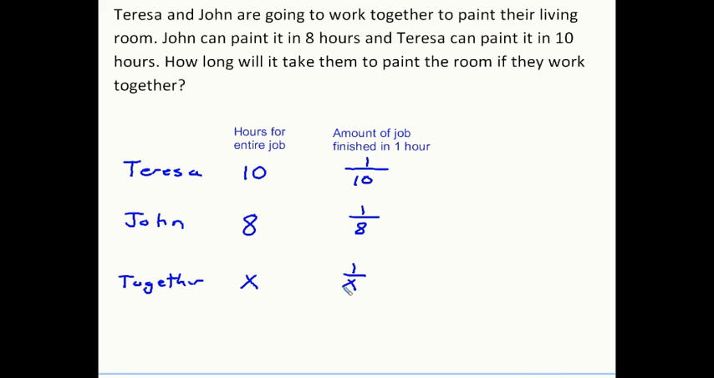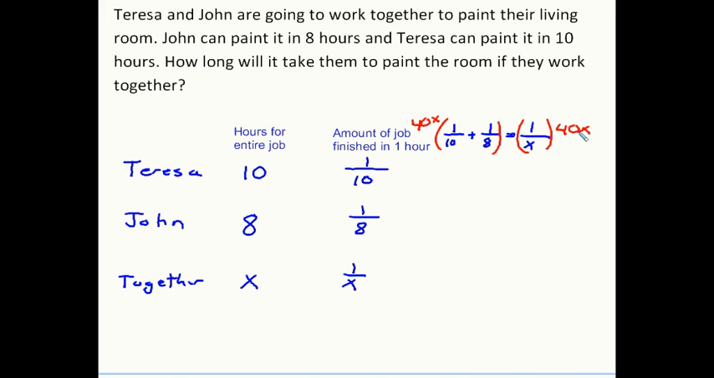And now what we do is we add these together. We have the amount Teresa can get finished in an hour plus the amount John can get finished in an hour is going to equal how much they both can get done together in an hour. And we're going to solve for this. Our common denominator would be 40x. So we'll multiply both sides by 40x to solve this rational equation.